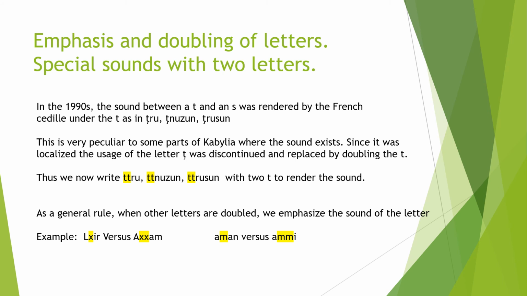Emphasis and doubling of letters, special sounds with two letters. In the 1990s, the sound between a T and an S was rendered by the French cedilla under the T, as in tru, snusun, trusun. This is very peculiar to some parts of Kabylia where the sound exists. Since it was localized, the usage of the letter with the cedilla was discontinued and replaced by doubling the T. Thus we now write tru, snusun, trusun with two T's to render the sound.